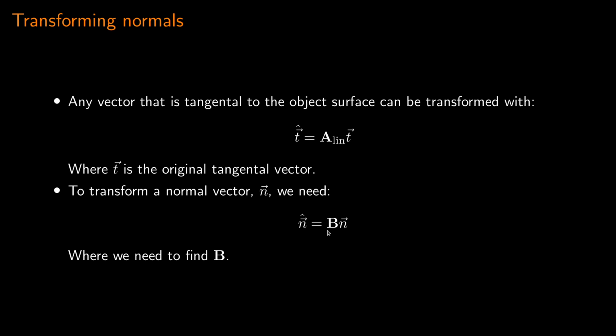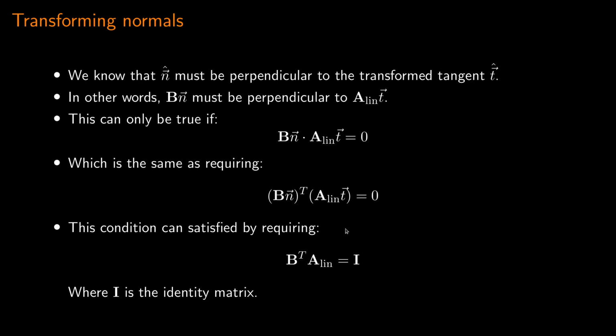So we're going to define a new matrix called B, and we know that our normal transform, the vector n hat, is going to be equal to B multiplied by the vector n, and we need to find B. So we know that n hat must be perpendicular to the transformed tangent t hat, okay? In other words, B multiplied by the vector n must be perpendicular to the linear transform A-lin multiplied by the vector t. This can only be true if the dot product of B times n and A-lin times t is equal to 0. And that's exactly the same as requiring that the transpose of B times n multiplied by A-lin times t is equal to 0. And we can satisfy that condition by requiring that the transpose of B multiplied by A-lin is equal to I, where I is the identity matrix.